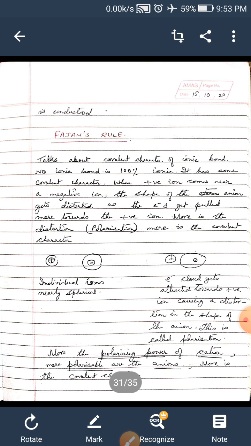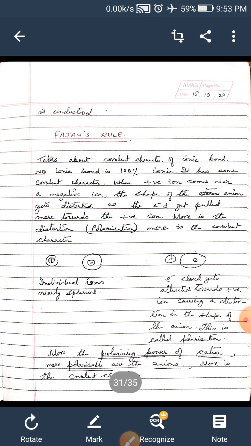Now, more is the distortion caused by the positive ion, more is the covalent character. The positive ions are said to have polarizing ability, and the negative ions, they get polarized, and the process is called polarization, which means they have more covalent character.